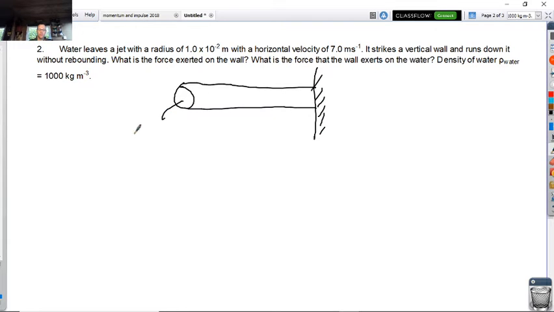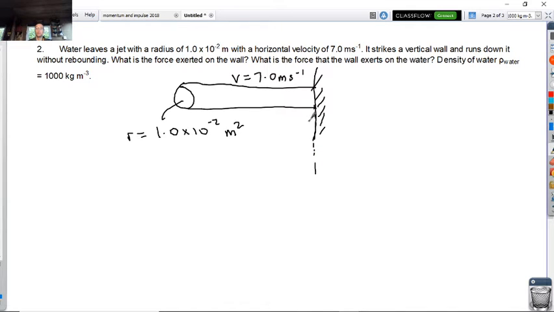It's then going to hit a wall like that. And this time we have the radius, which is equal to 1.0 times 10 to the minus 2 meters. Now it's going with a velocity of 7.0 meters per second, and hits a vertical wall. But when it hits the vertical wall, it then runs down vertically.